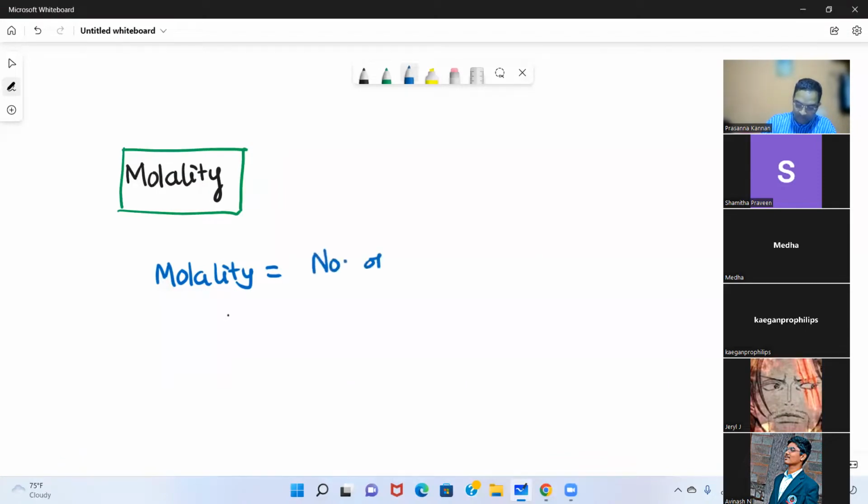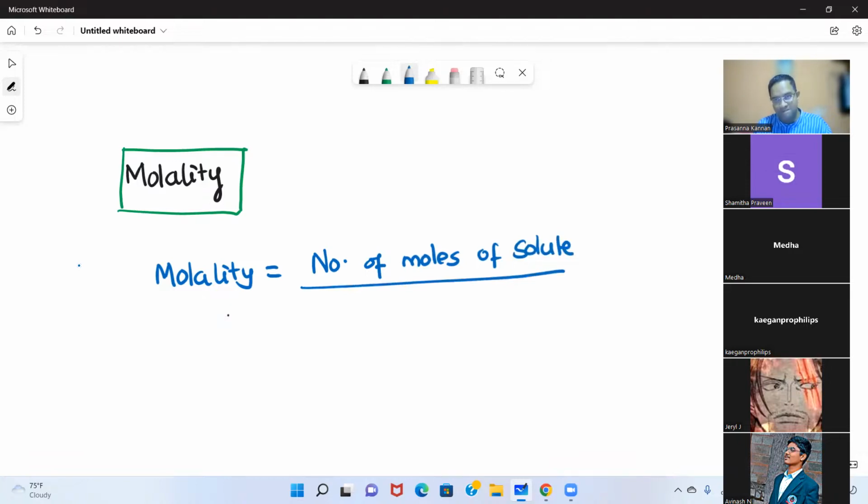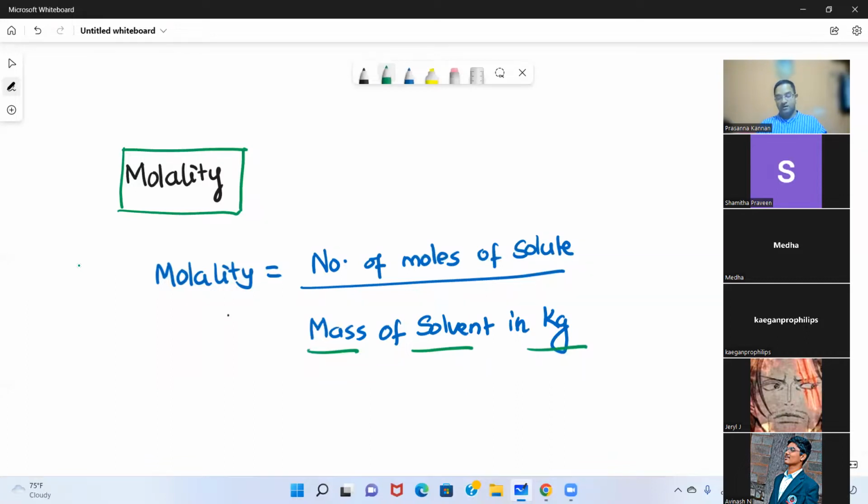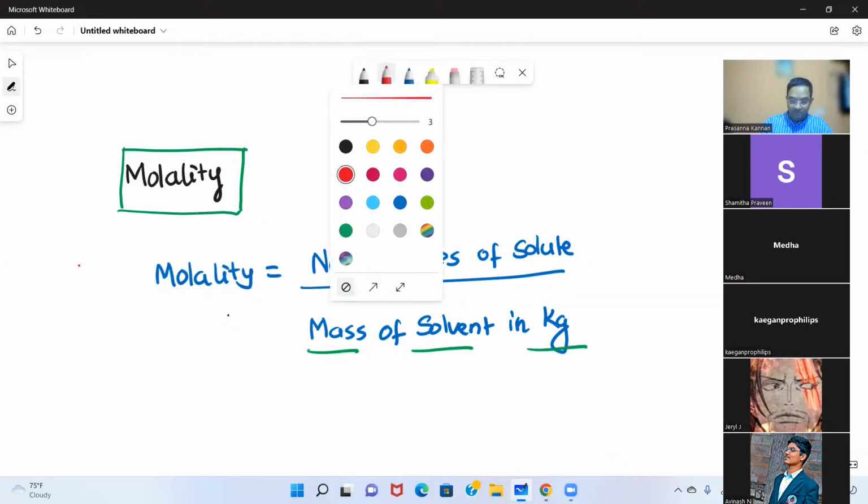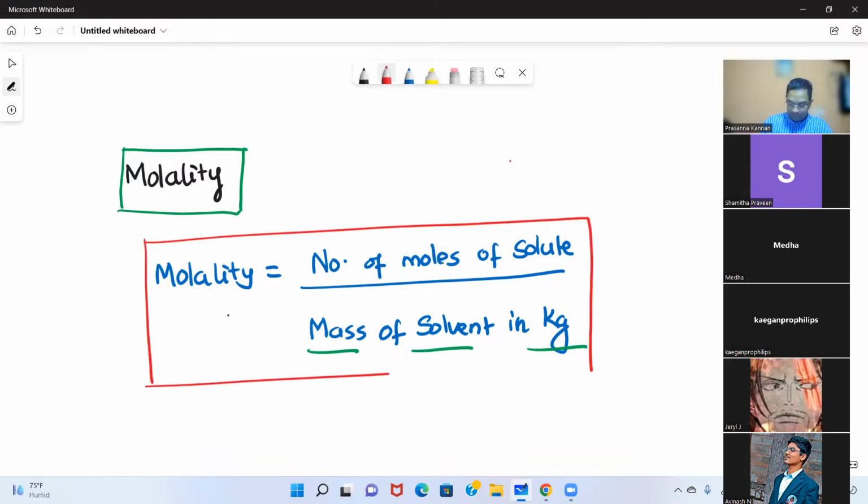The numerator is still the same. It is the number of moles of the solute divided by not volume but mass, and not solution, solvent. So mass of the solvent, not in grams but in kilograms. This gives you molality. Usually we define a 1 molal solution when 1 mole of a solute is present in 1 kg of the solvent.